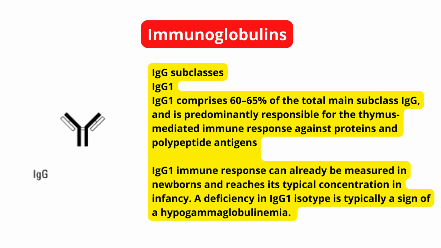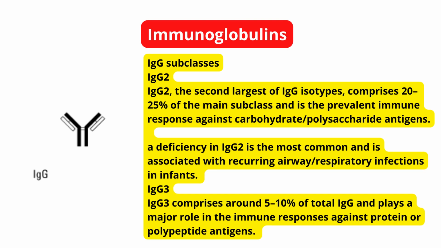Main IgG subclasses. First, IgG1. IgG1 comprises 60 to 65% of the total main subclass IgG, and is predominantly responsible for the thymus-mediated immune response against proteins and polypeptide antigens. IgG1 immune response can already be measured in newborns and reaches its typical concentration in infancy. A deficiency in IgG1 isotype is typically a sign of hypogammaglobulinemia.